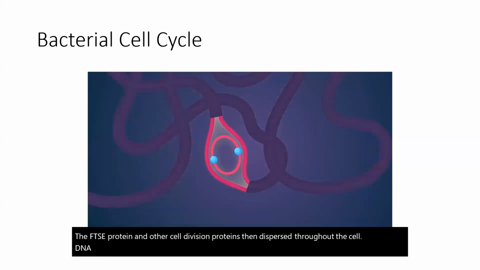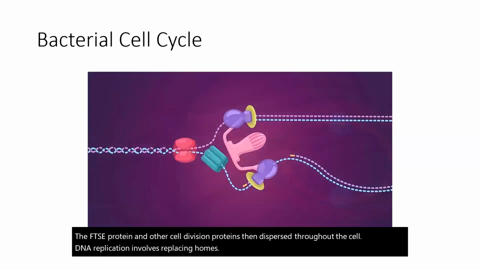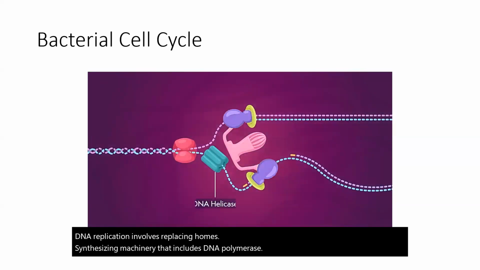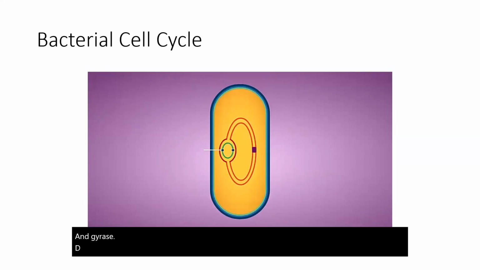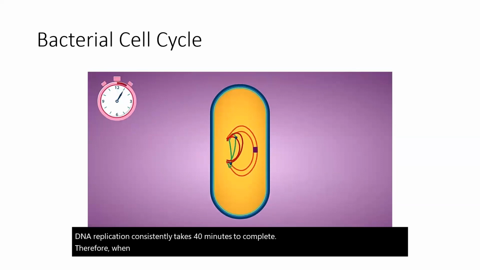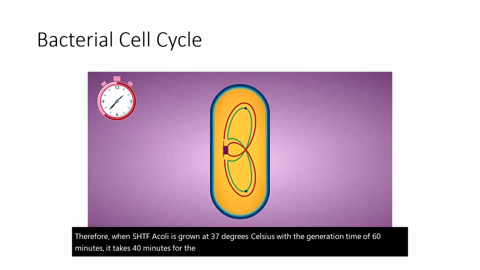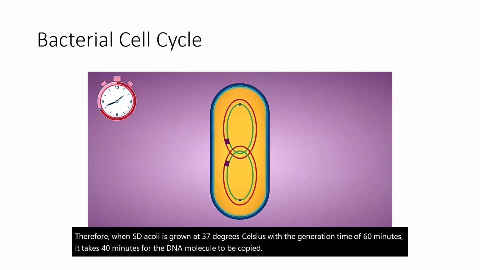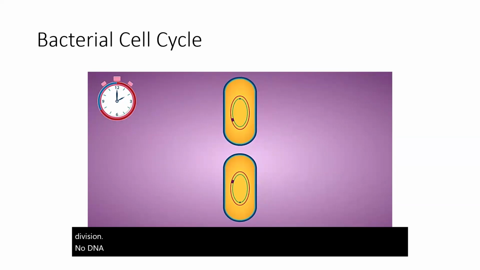DNA replication involves replisomes, synthesizing machinery that includes DNA polymerase, helicase, and gyrase. DNA replication consistently takes 40 minutes to complete. Therefore, when Escherichia coli is slowly grown at 37 degrees Celsius with a generation time of 60 minutes, it takes 40 minutes for the DNA molecule to be copied. This is followed by a 20-minute period during which a septum is formed, resulting in cell division. No DNA replication occurs during this time.